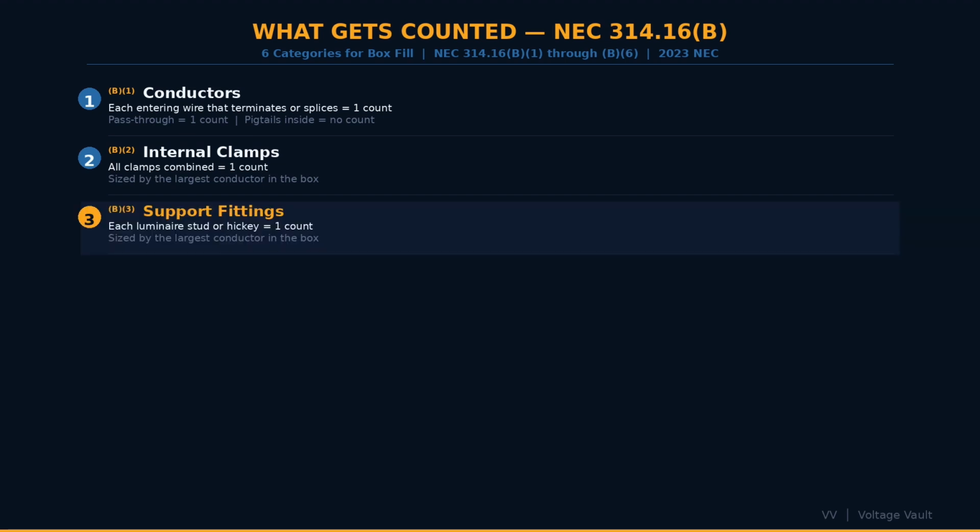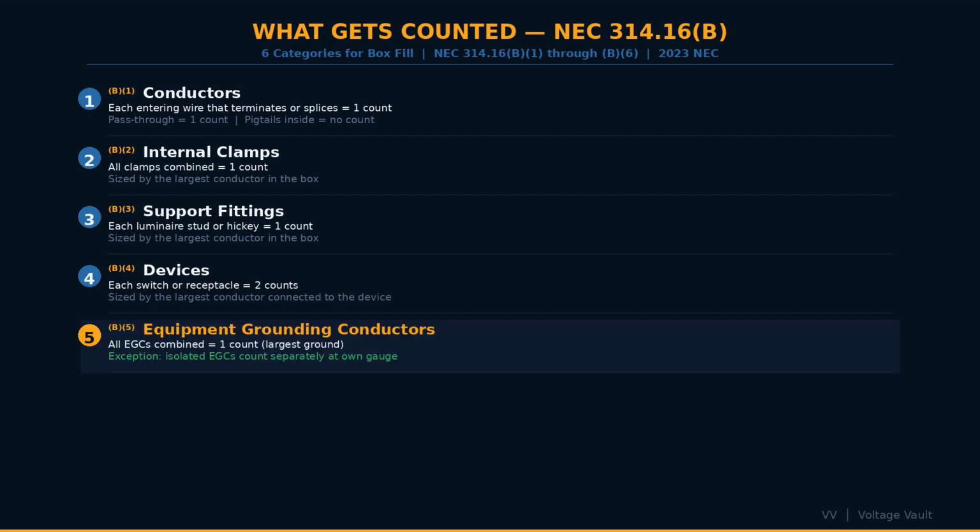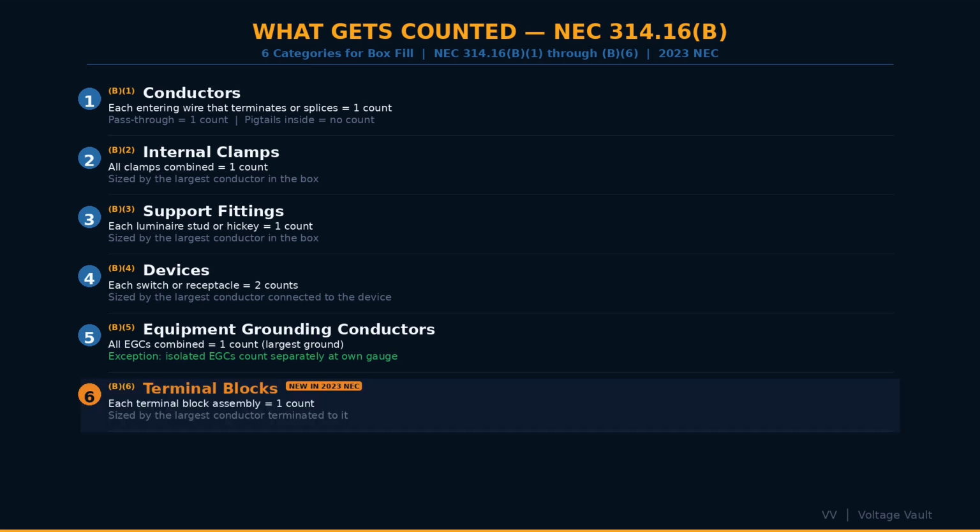Support fittings. Each luminaire stud or hickey counts as one conductor, sized by the largest conductor in the box. Devices. Each switch or receptacle counts as 2 conductors, sized by the largest conductor connected to it. Equipment grounding conductors. All EGC wires combined count as one conductor, sized by the largest ground in the box.